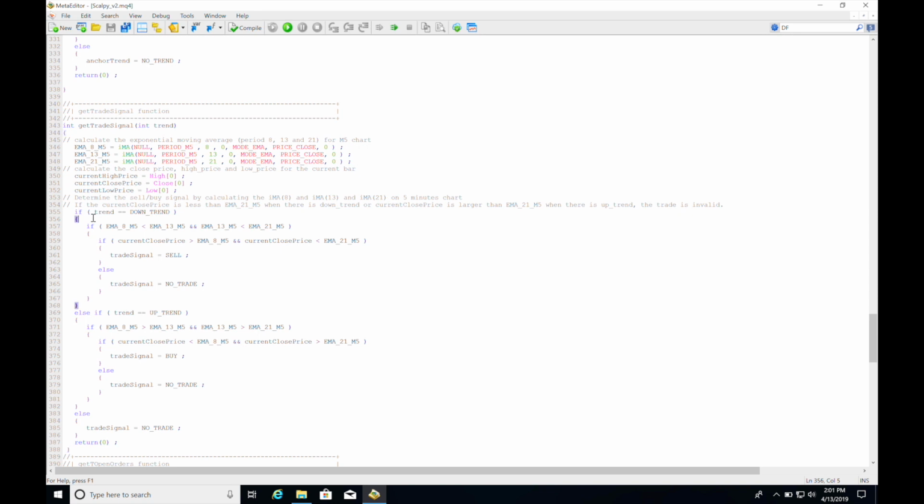However, when we're doing downtrend, so if we notice that our trend is still going down, and this has reached the indicator, then we're going to set our trade signal to sell. Otherwise, we're going to set our trade signal to be no trade because it can be in a cross.